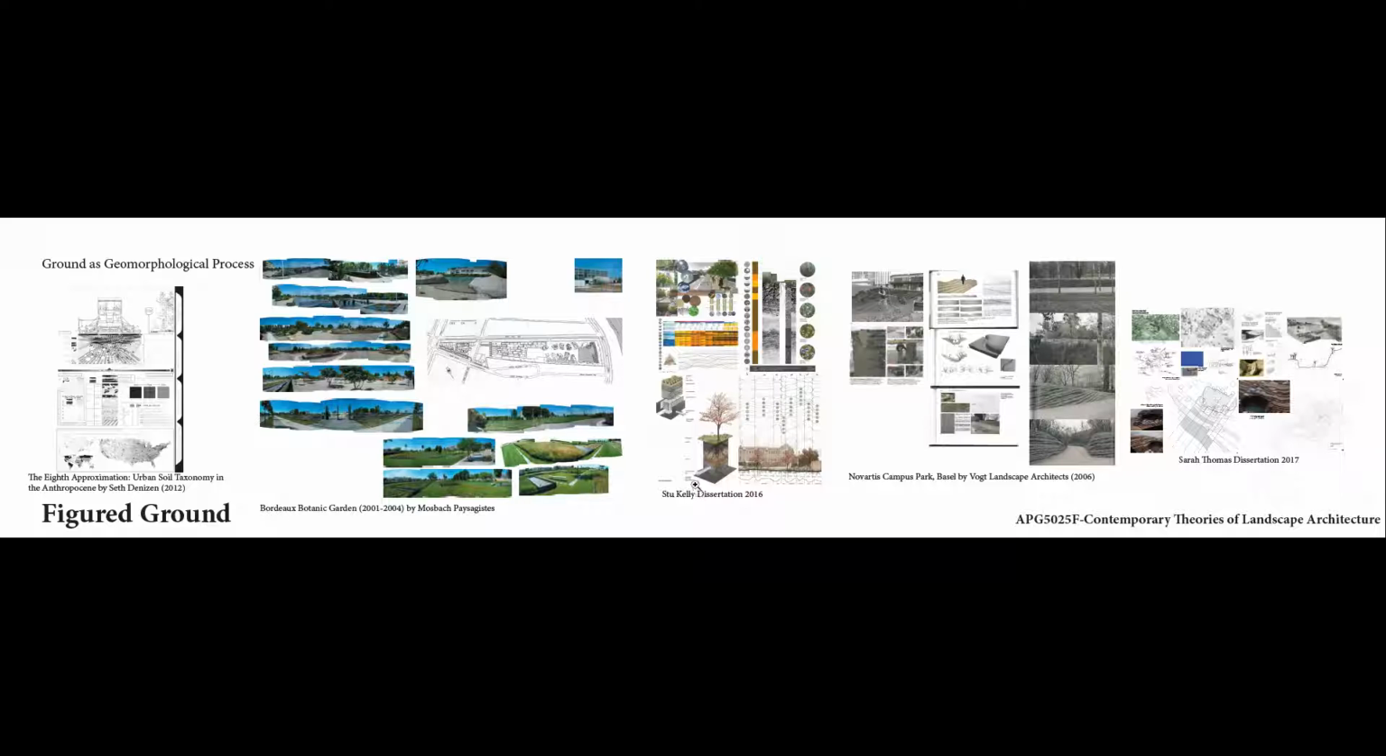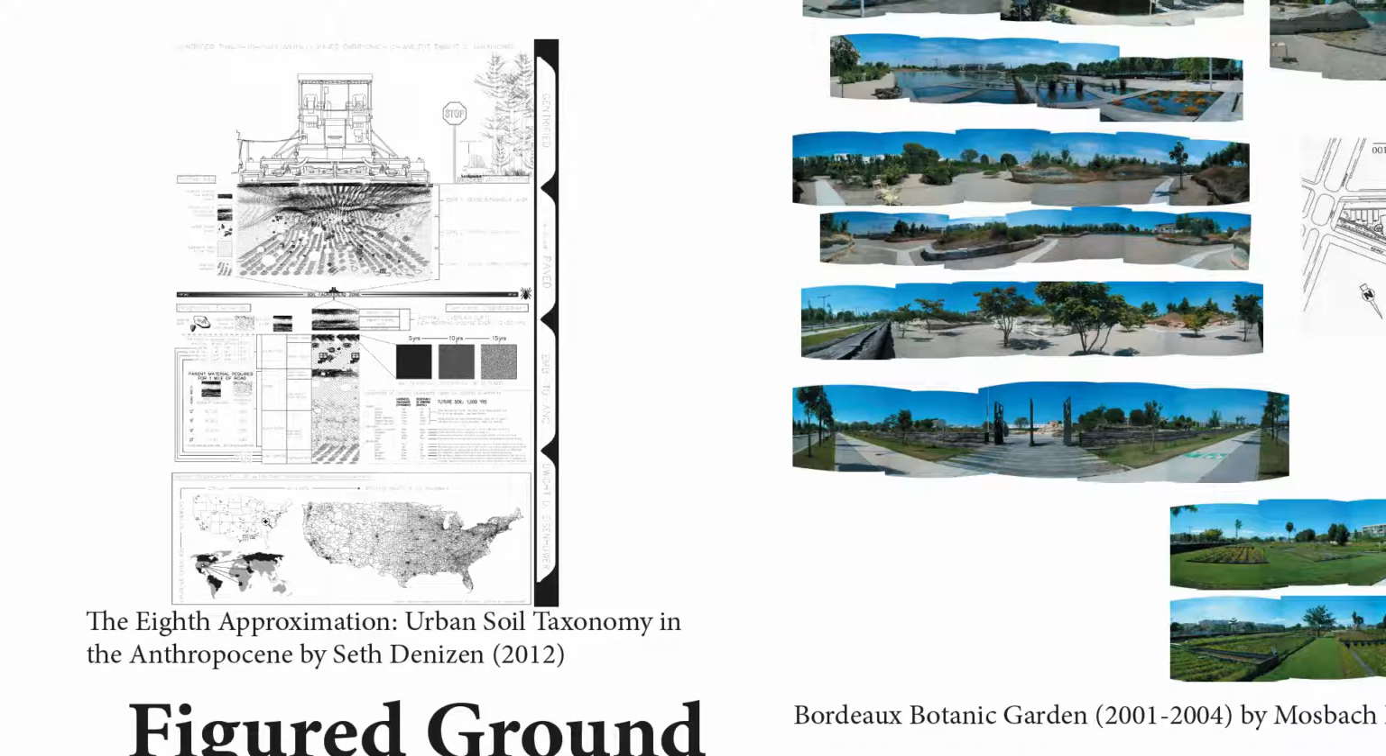So the final section we'll talk about here is what I'm calling ground as geomorphological process. I generally try not to have unbuilt projects, but I'm including a range of projects here from a couple of student dissertations, as well as some built projects, because I think this is an area that is opening up where the unbuilt is currently ahead of the built, essentially. This is Seth Denizon's project, where he's done this thing that he calls an urban soil taxonomy of the Anthropocene. What's the Anthropocene? Anyone know this term?